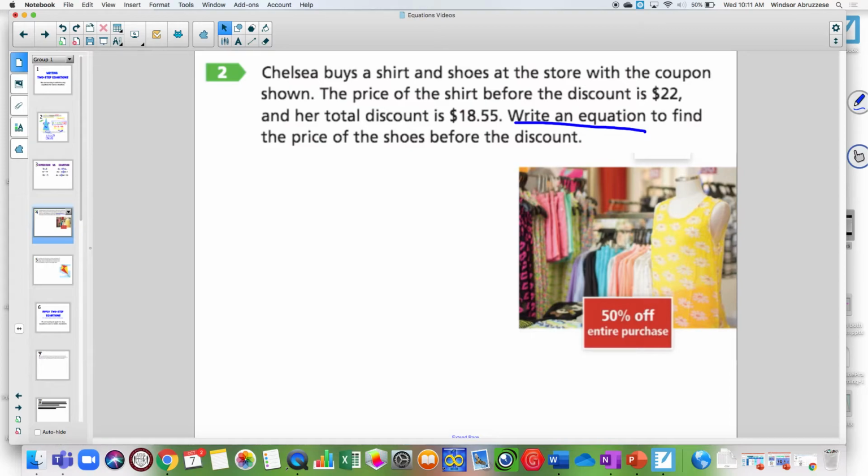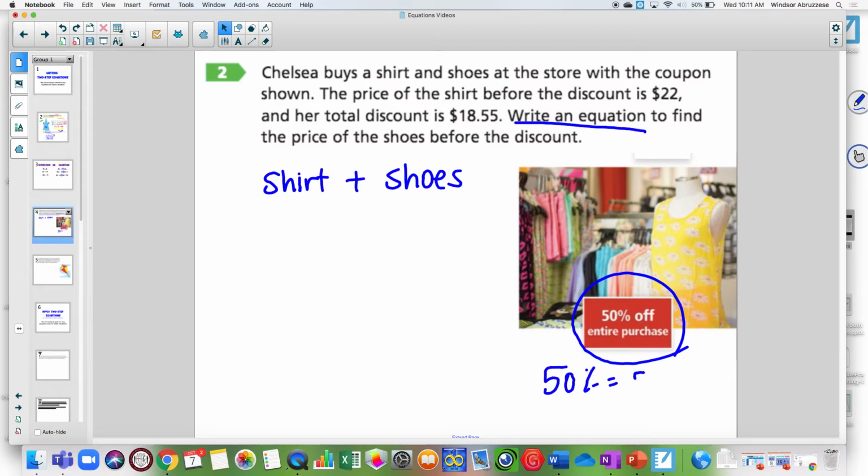Chelsea's going shopping. She buys a shirt and she buys shoes. So she buys a shirt plus she's buying some shoes, right? If you go to the mall and you buy things, you're going to add up all the prices together. With the coupon code shown, so she's getting 50% off of her entire purchase. Well, what do you know about 50% off? 50% is always out of 100. Okay? You might also know 50% is half of something, right? You're taking half the price off.